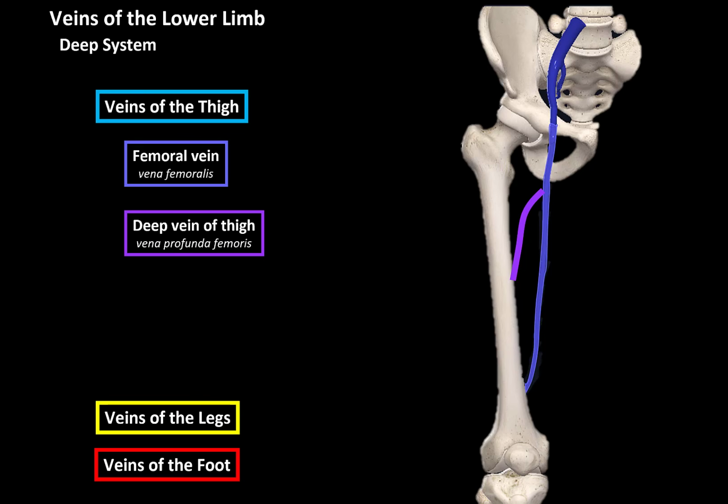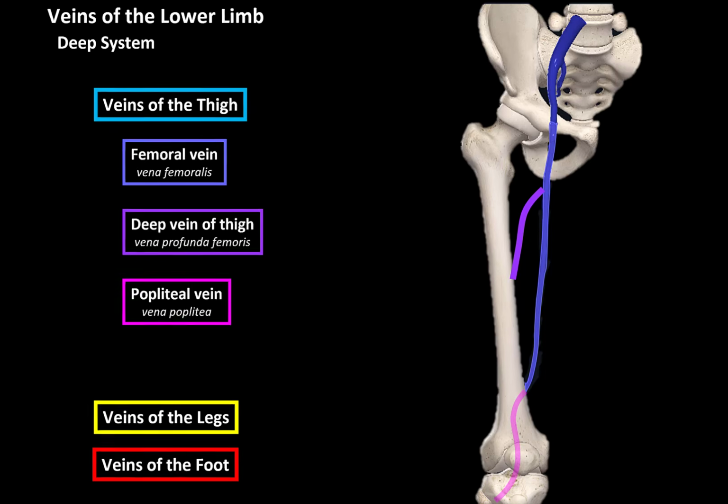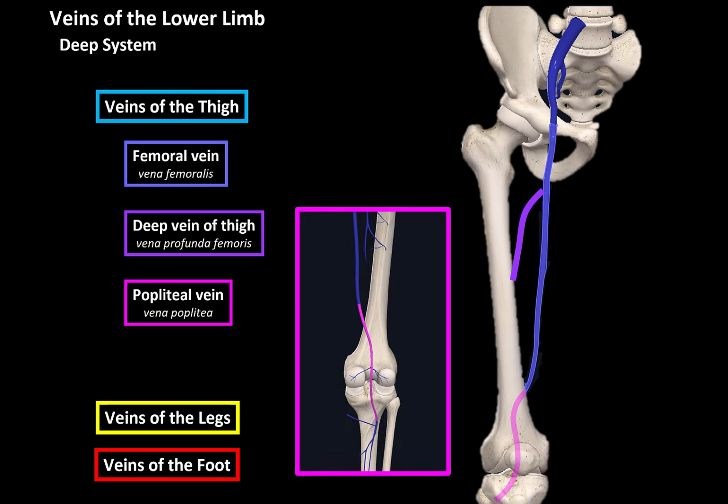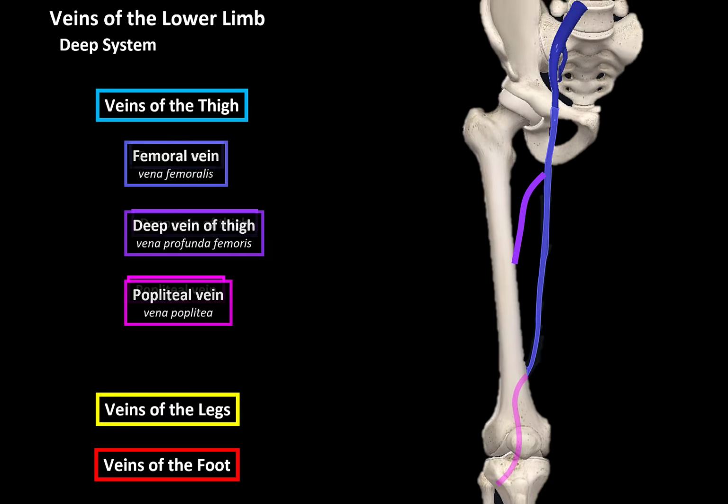The next vein is a continuation of the femoral vein, called the popliteal vein. It's very similar to the arterial system. So, as you see here, it's located in the popliteal fossa and then goes up to the adductor canal as the femoral vein. Distally, it becomes the anterior and the posterior tibial veins, but these are veins of the leg, so let's go ahead and look at that.